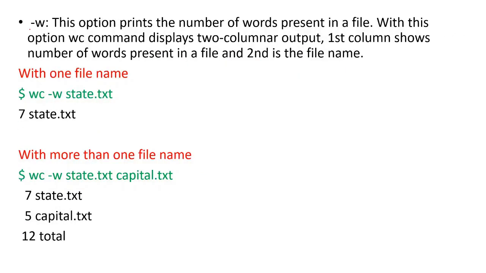Next is -w. The -w option we use to count the number of words present in a file. How are you going to use it? In the same way, WC -w and the file name. It is going to show how many words are present in that file. You can also use it with more than one file name: -w, first file name and second file name. You can see here.